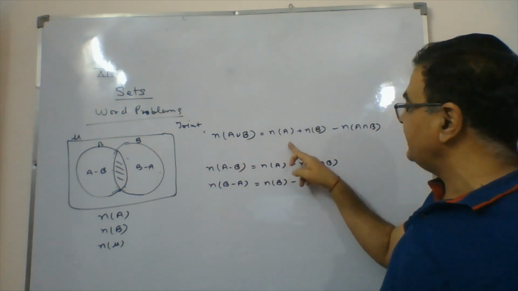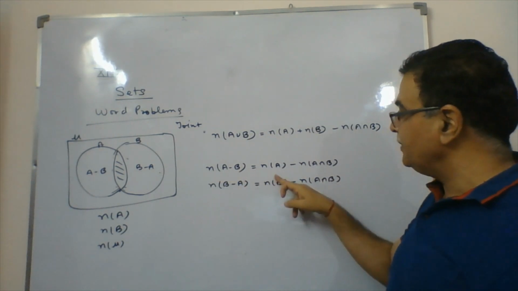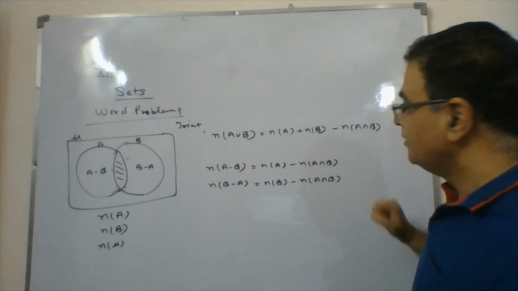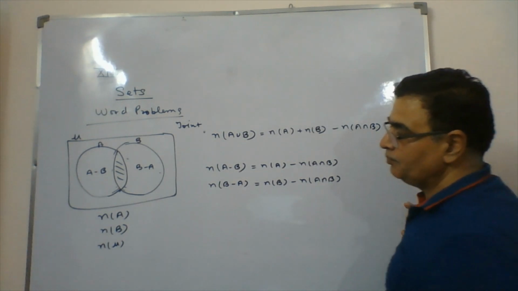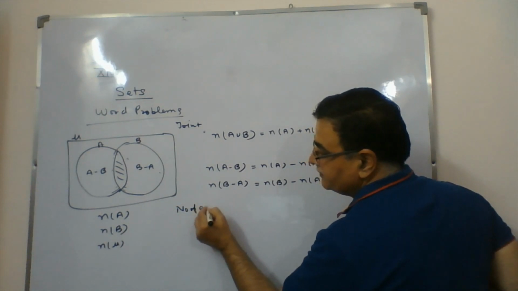n(A union B) is n(A) plus n(B) minus n(A intersection B). And n(A minus B) will be n(A) minus n(A intersection B), and n(B minus A) will be n(B) minus n(A intersection B).